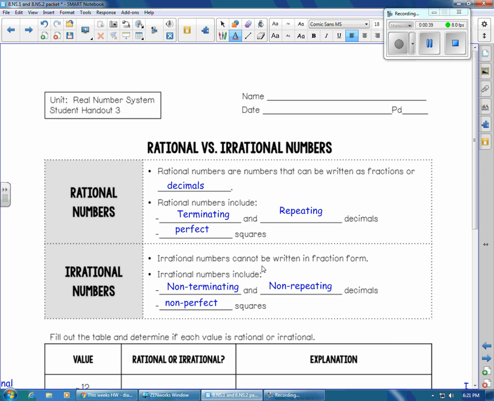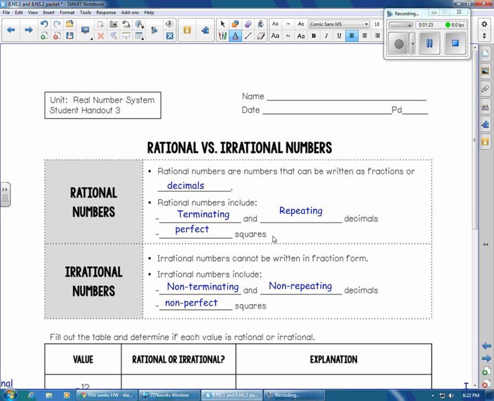So page 10, we have some fill-in-the-blank notes, talking about rational numbers and irrational numbers. Rational numbers are numbers that can be written as fractions or decimals. Rational numbers include both terminating and repeating decimals. Terminating decimals have an exact endpoint, and repeating decimals are the ones where we put the bar over the repeating digits. Additionally, rational numbers include all perfect squares. So the square root of 25 would be a rational number. The square root of 36, any perfect square that we're taking the square root of, is a rational number.